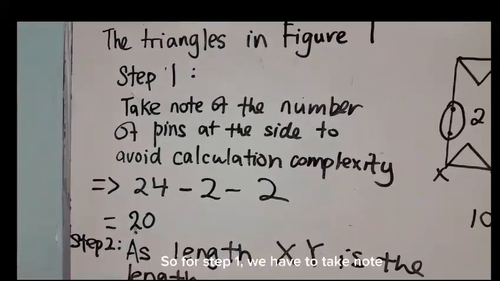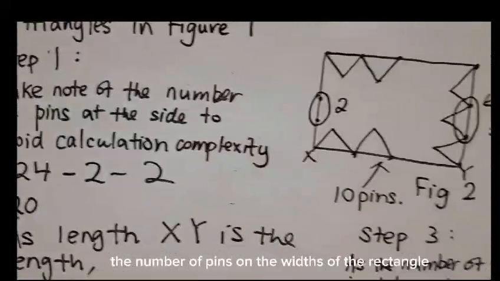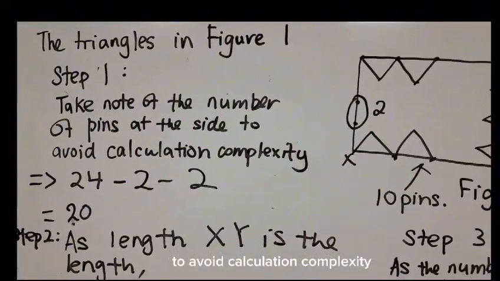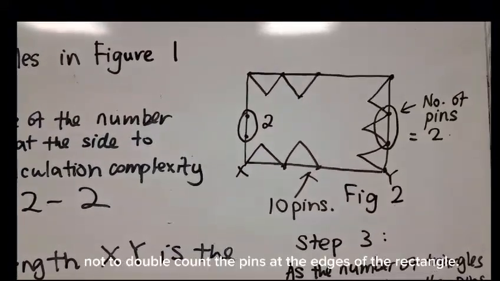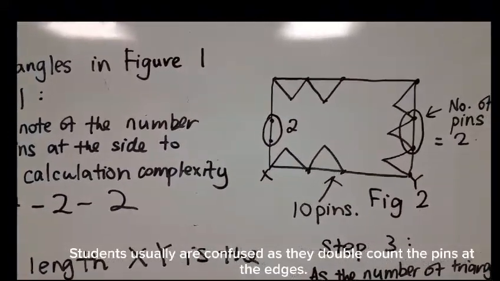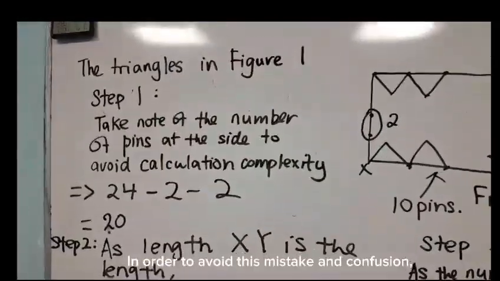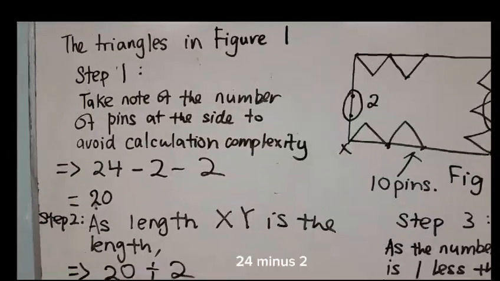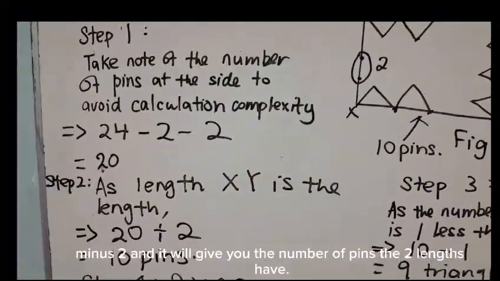So step 1, we have to take note of the number of pins on the sides, to avoid calculation complexity, because with the pins at the edges, students are usually confused as they have to calculate twice. So we take the center 2 first, as I have circled. So 24 minus 2 will give you the 2 lengths.